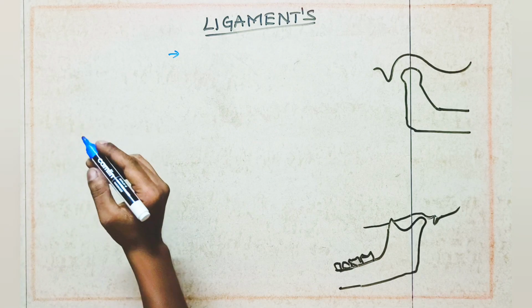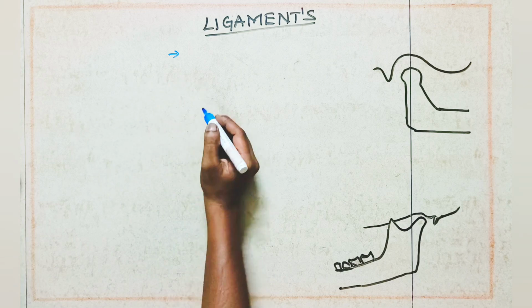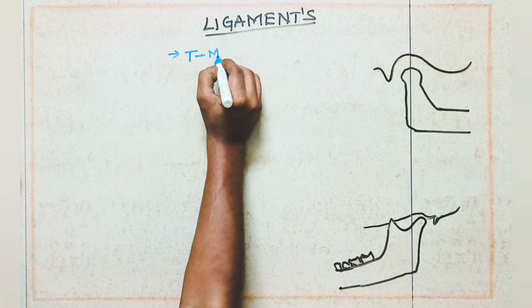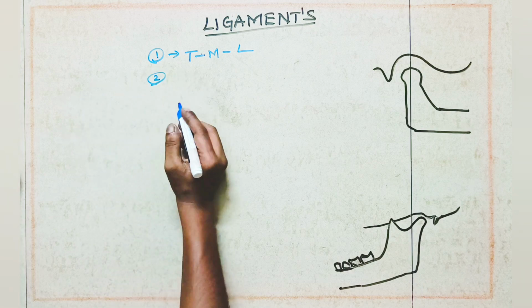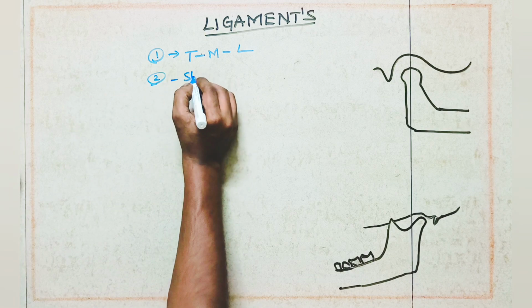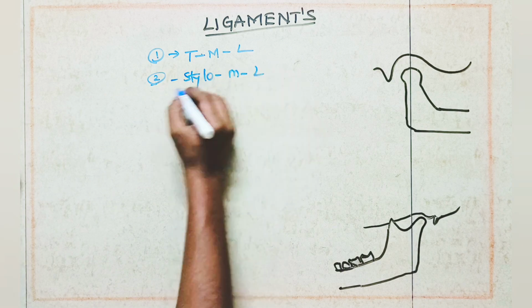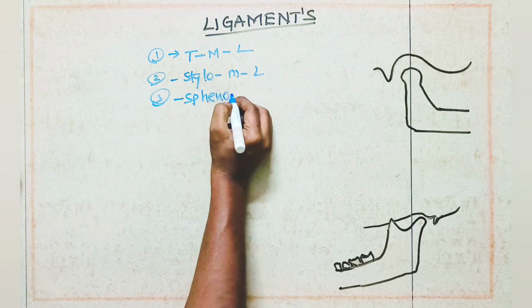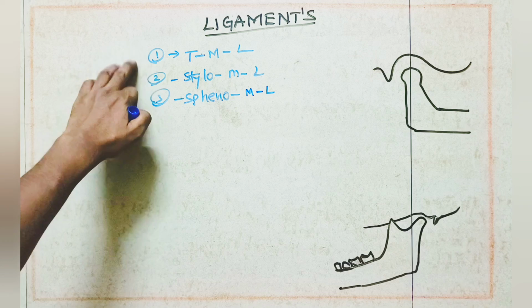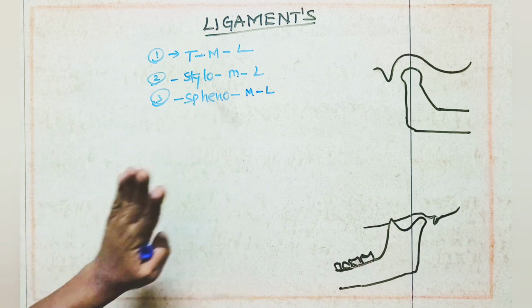Ligaments. The main ligaments which are going to give stability to the temporomandibular joint are: number one, the temporomandibular ligament; second, the stylomandibular ligament; and third, the sphenomandibular ligament.